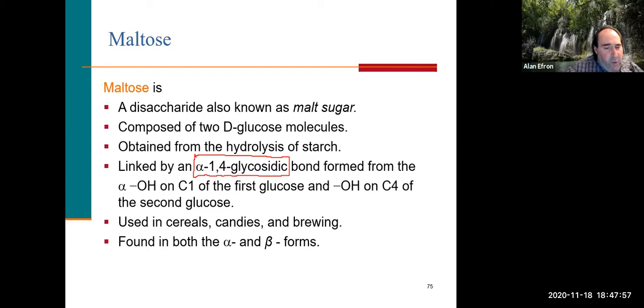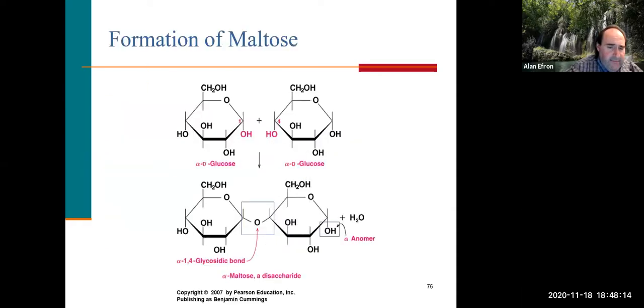It's carbon number 1 and carbon number 4. That's where they come together. That's where we lose water, and that disaccharide basically bonds. It's used in cereal, candies, and brewing. It's found in both the alpha and beta form here. So let's take a look at how it's put together.